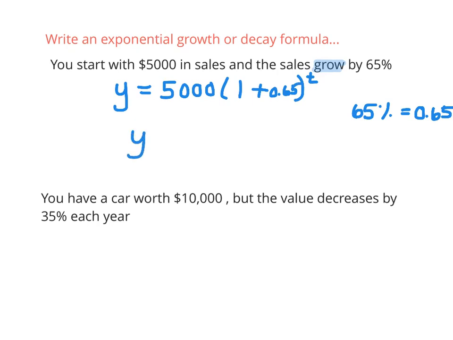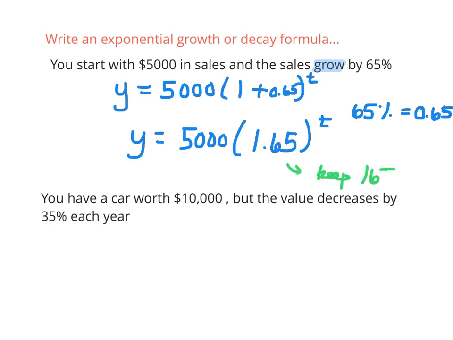If you wanted to, you could also write it like this. Right? If I grow by 65%, that means at the end of it, I'm going to keep 165%. So here we can represent that as keep 165%. Either one of these is an acceptable answer.